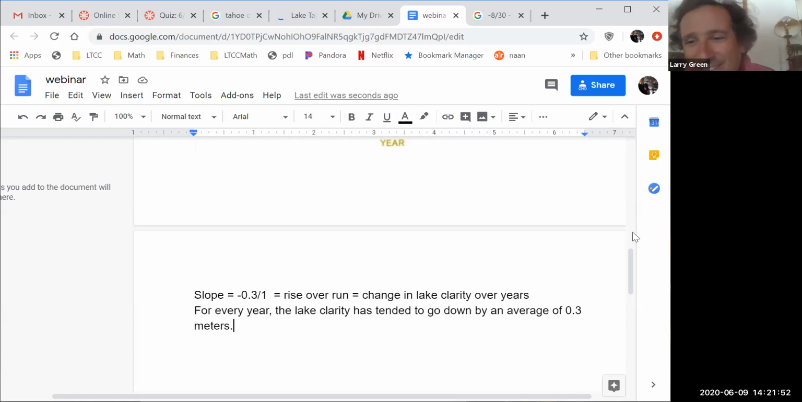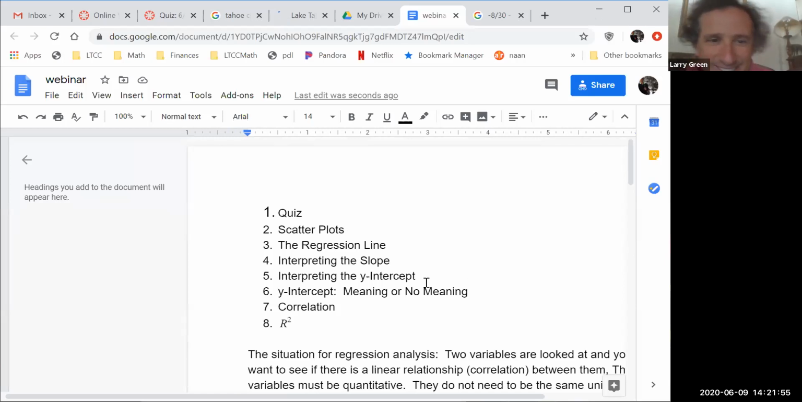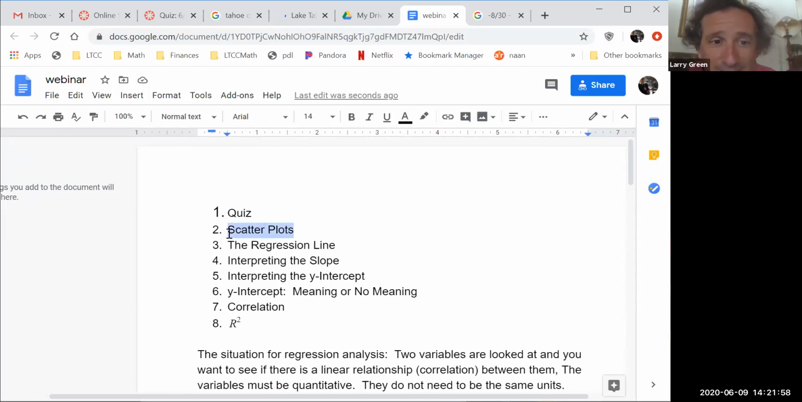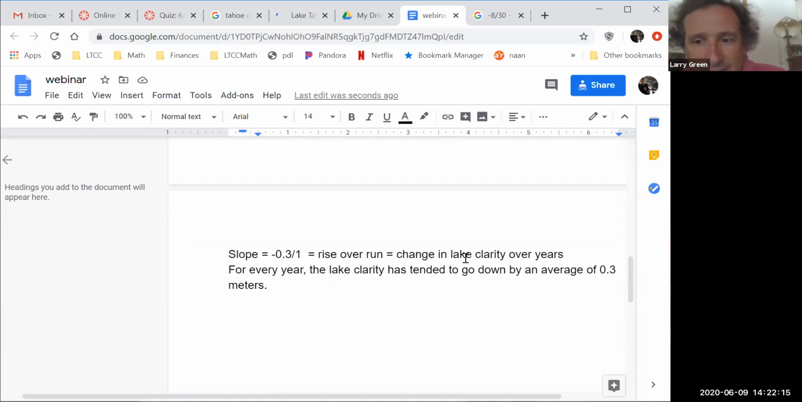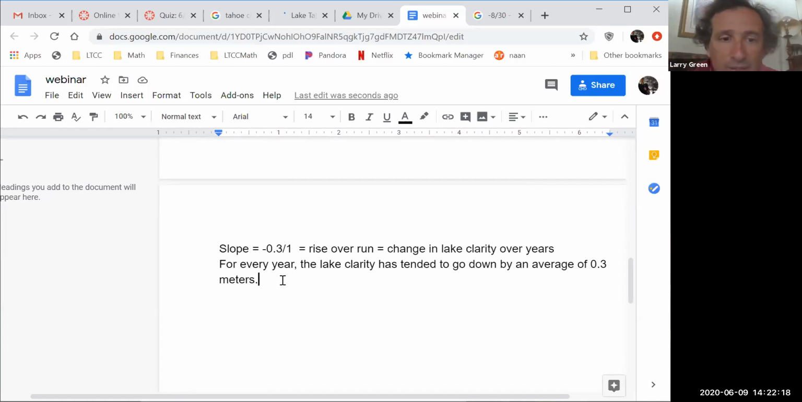Okay, so let me remind you. Scatter plot, that was, we saw a picture of it. Regression line, I drew a line. We just interpreted the slope. Next is the y-intercept. So that's the next thing, is to get to the y-intercept. So I'm going through each of these things, and then we'll do it with data too. We'll do some calculations. Okay. Any questions on interpreting the slope? Okay. Notice the slope is always meaningful. So that interpretation makes sense.